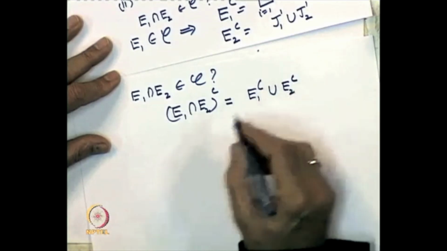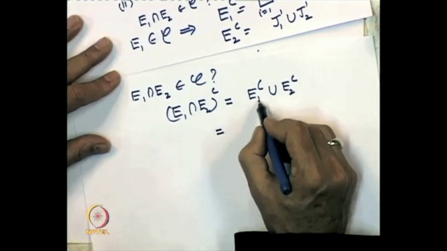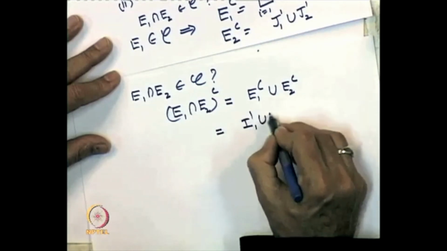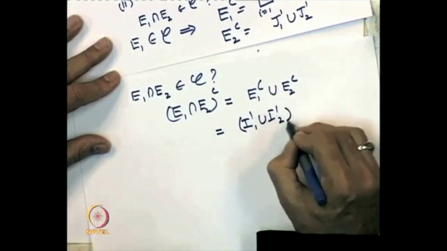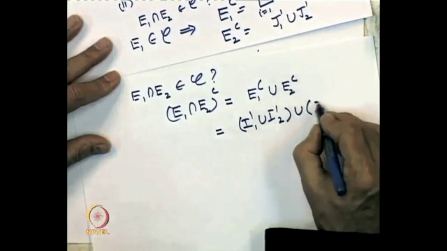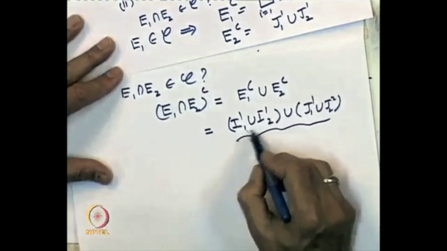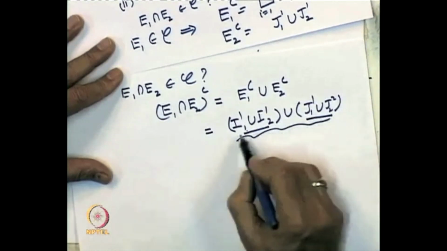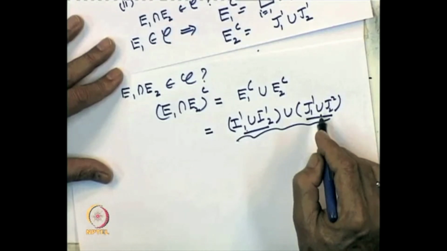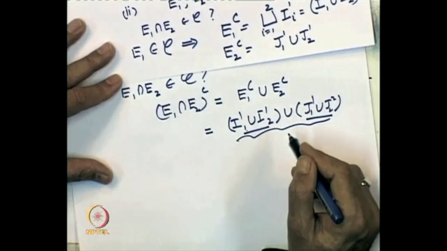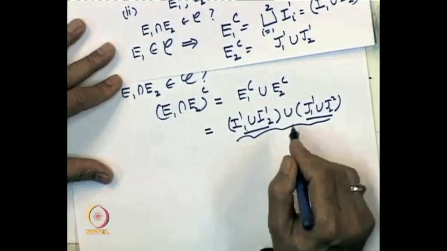Now, this is the same as E1 complement, which is nothing but I11 union I12, union E2 complement, that is J11 union J12. These two are disjoint, but all of these four may not be disjoint, right? So this set of ideas seems not to lead us to a claim that F is an algebra of subsets of X. So, let us modify our arguments.